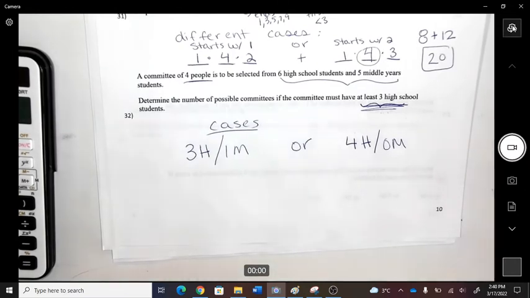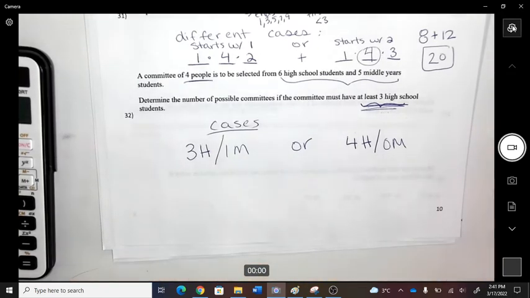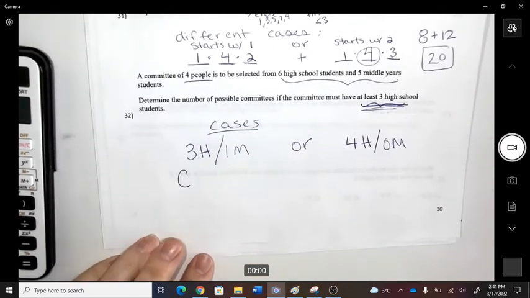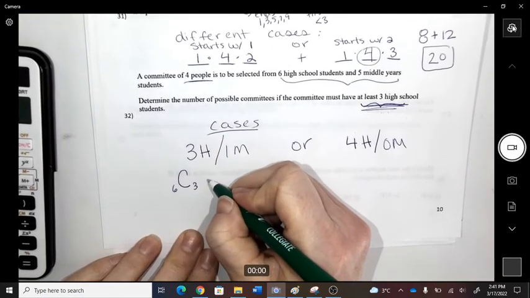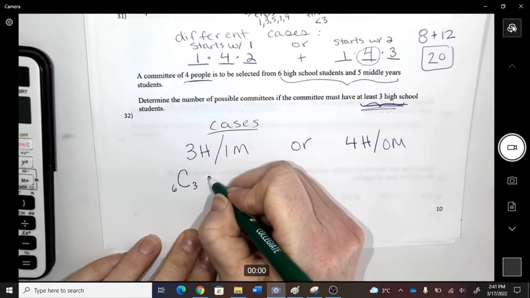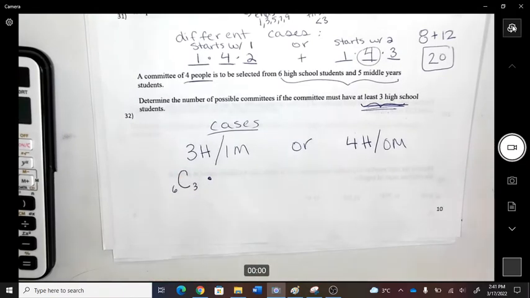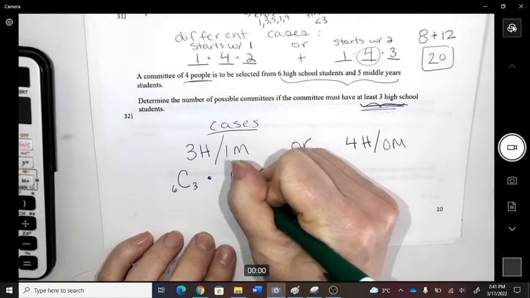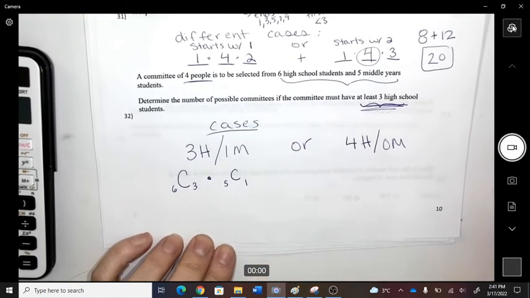Okay, ready? Which letter would I use in this whole thing? A P or a C? C. So I'm going to choose 3 high schoolers from how many options of high schoolers? 6. And so I'm doing a multiply because this is on the same committee at the same time. I need 1 middle schooler from 5 options.